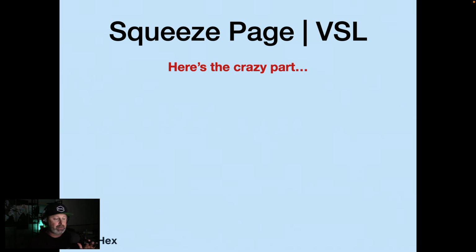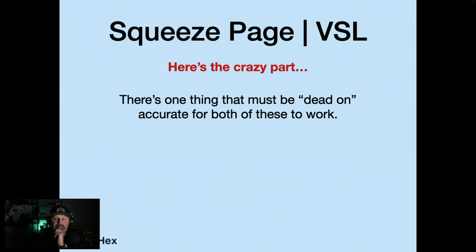And here's the crazy part. There's one thing that must be dead on and must be accurate to make both of those things work. To make the squeeze page work and to make the VSL work. If we want to get a 33% opt-in on the squeeze page, and if we want people to actually watch our VSL, we have to have one thing dialed in perfectly. What is it? It is the hook.